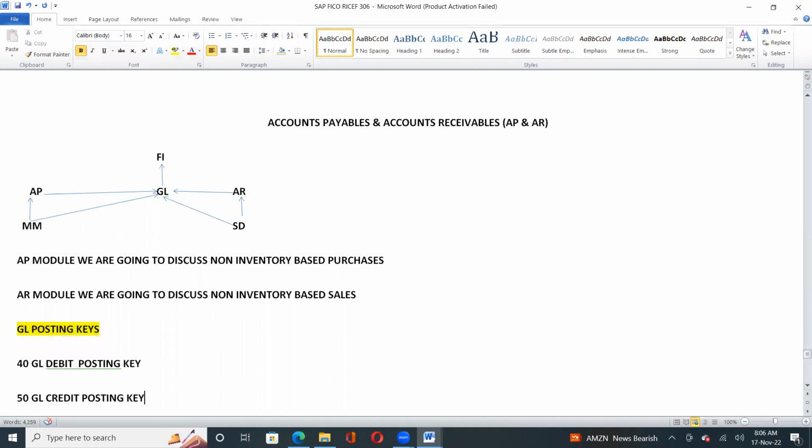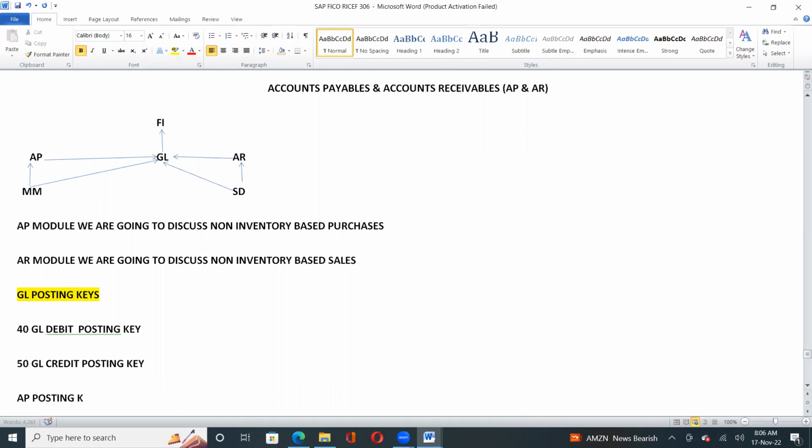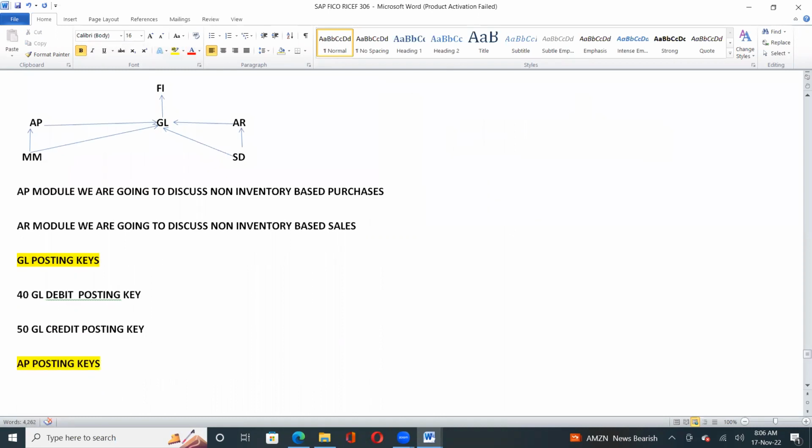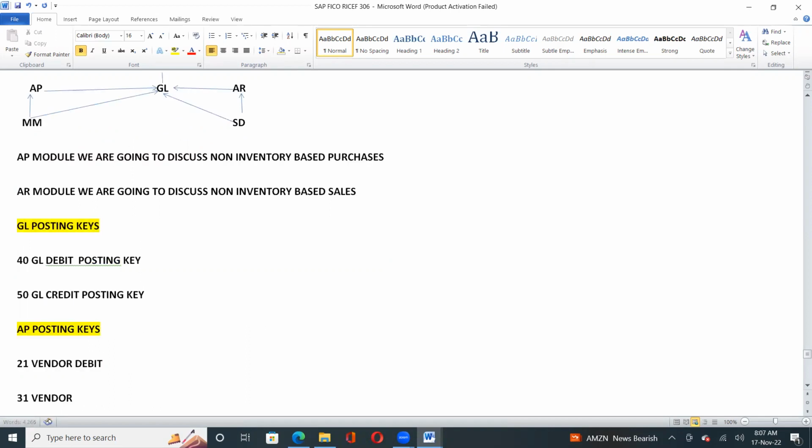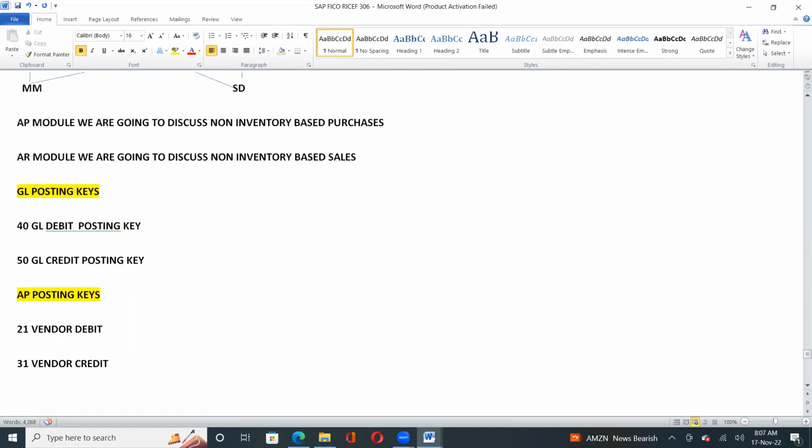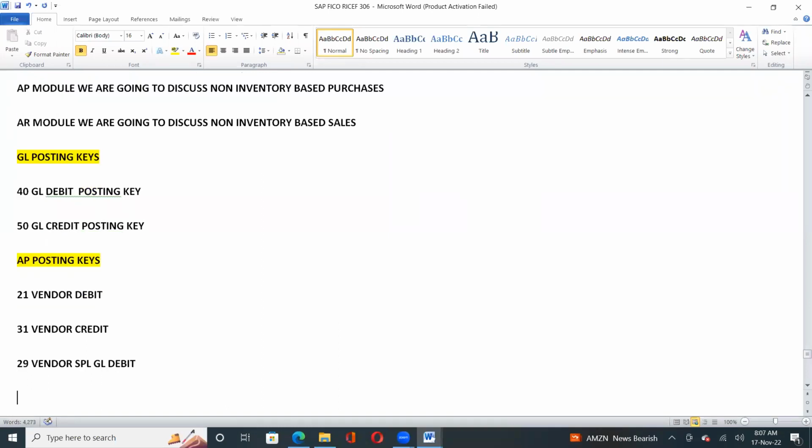When it comes to AP posting keys, AP is accounts payable. The AP posting keys are 21, vendor debit; 31, vendor credit; 29, vendor special GL debit; and 39, vendor special GL credit. In the same way, AR posting keys.